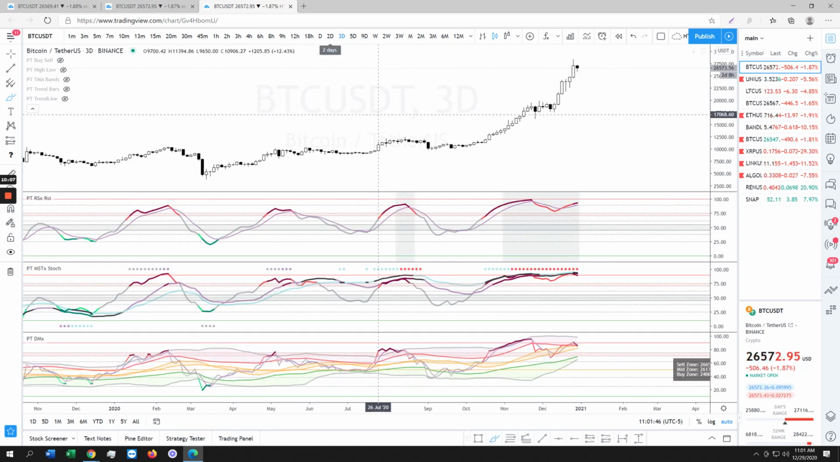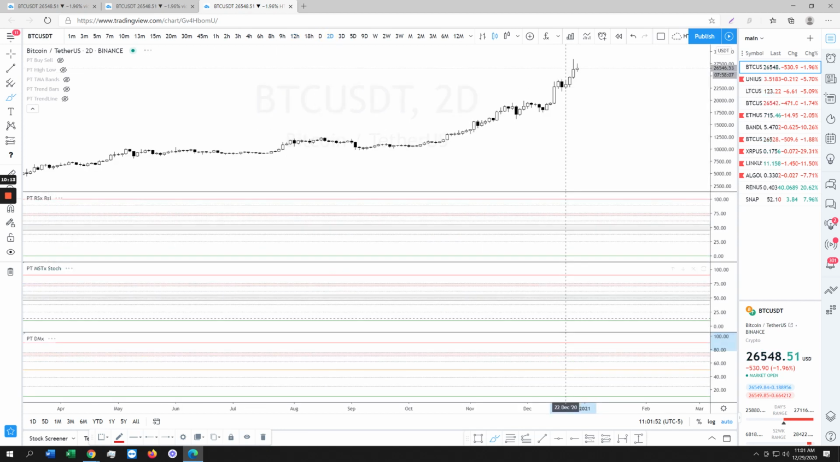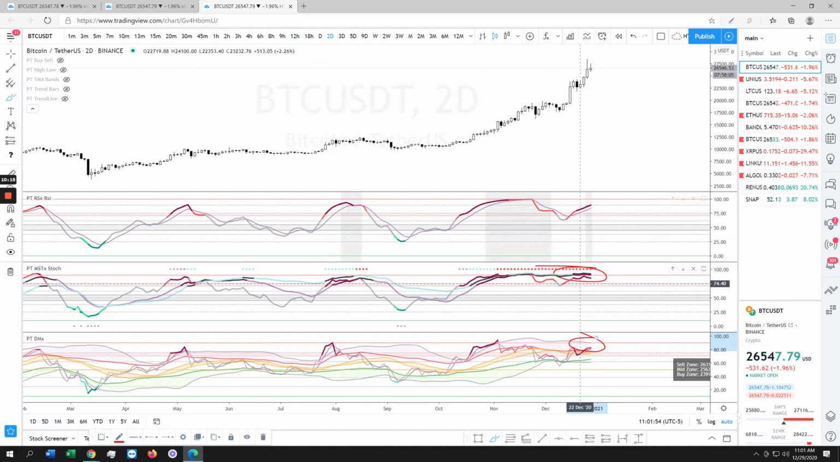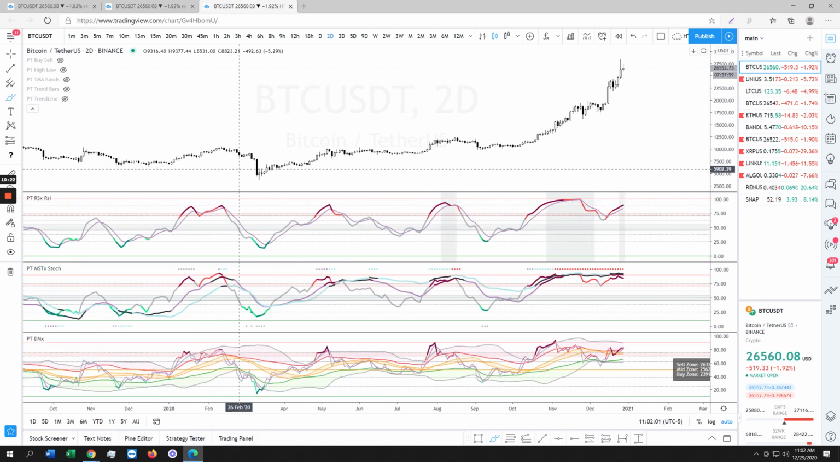Oh, 3D looks disgusting, guys. Yeah, 3D looks done. 2D looks done too. Once this thing crosses, it's gonna give us at least a 20% dump. You're not getting a 2D cross without a 20% dump, guys. I'm telling you right now.